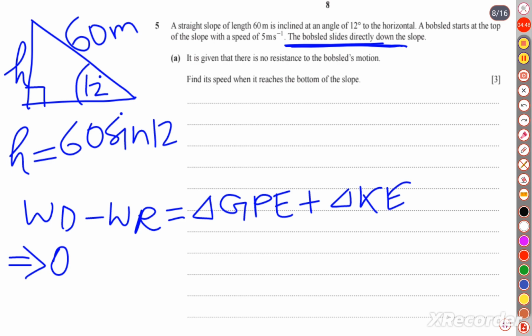Now the resistance force. It is written that there is no resistance to the bobsled's motion. So there is no resistance also, which means the work done by the resistance force is 0.